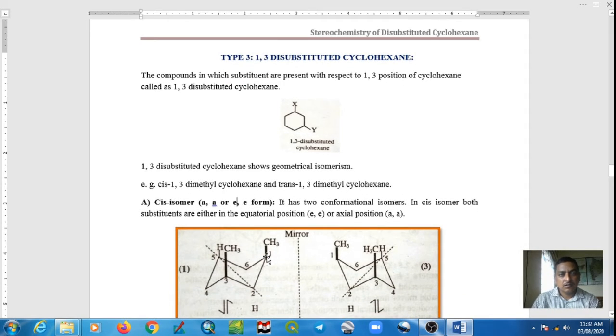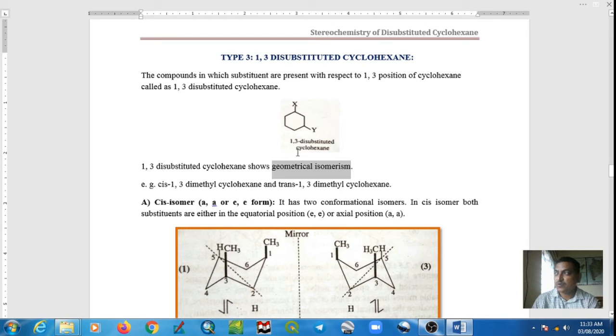Let us talk about stereochemistry of 1,3-disubstituted cyclohexane. What is meant by 1,3-disubstituted cyclohexane? The compound in which substituents are present at the 1,3 position of cyclohexane. This is carbon number 1, 2, 3. Substituents present at the 1,3 position of cyclohexane are called 1,3-disubstituted cyclohexane.